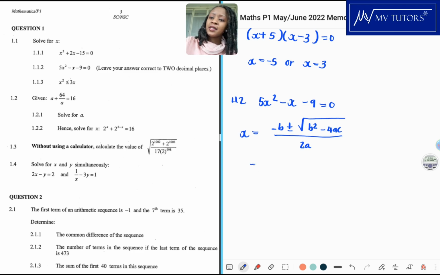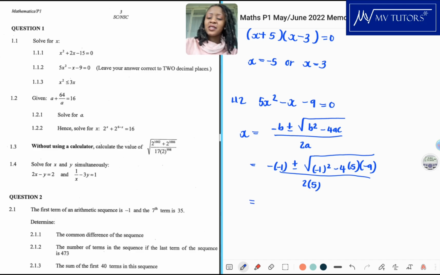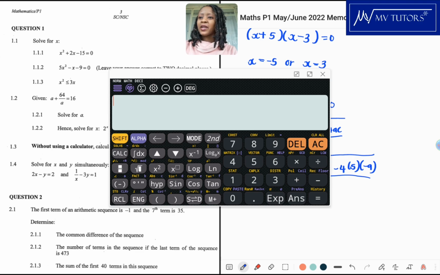Okay, so what is our b at this point in time? That will be negative 1. Okay, don't forget your brackets. Okay, so we have negative 1 squared minus 4. Our a is 5. Our c is negative 9. And then all of that is under the square root. So 2 times a, which is 5. So we're going to just pop out our calculators and work it out.